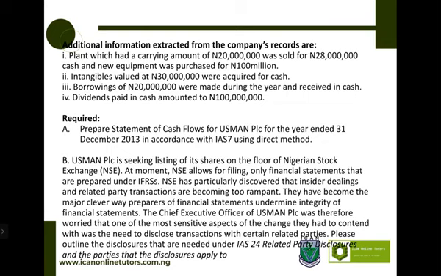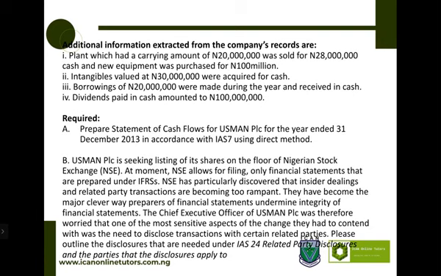Additional information. Plant which had the carrying amount of 20,000 naira was sold for 20,000 naira. What happened? Cash, and new equipment was purchased for 10 million naira. What happened? Okay. Intangibles valued at 30,000 naira were acquired for cash. Borrowings of 20,000 naira were made during the year and received in cash. Dividend paid in cash amounted to 100,000.